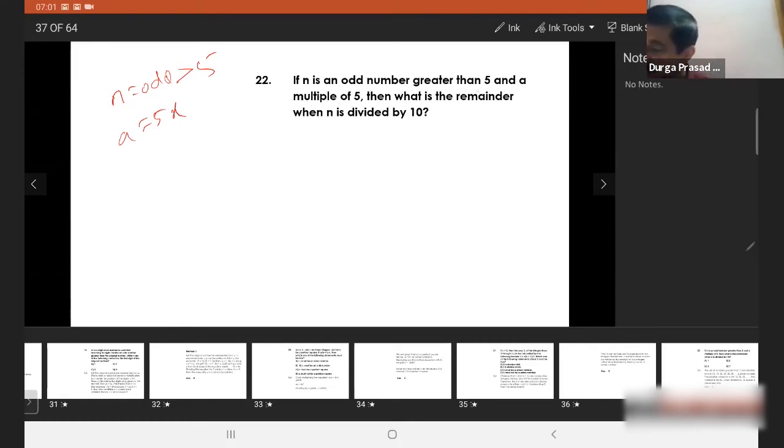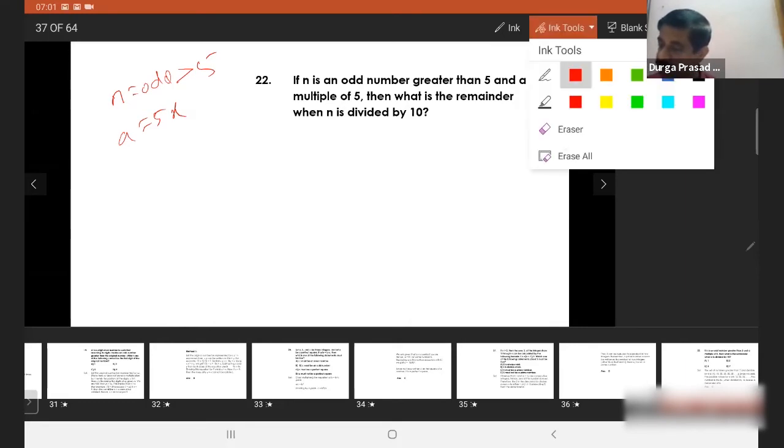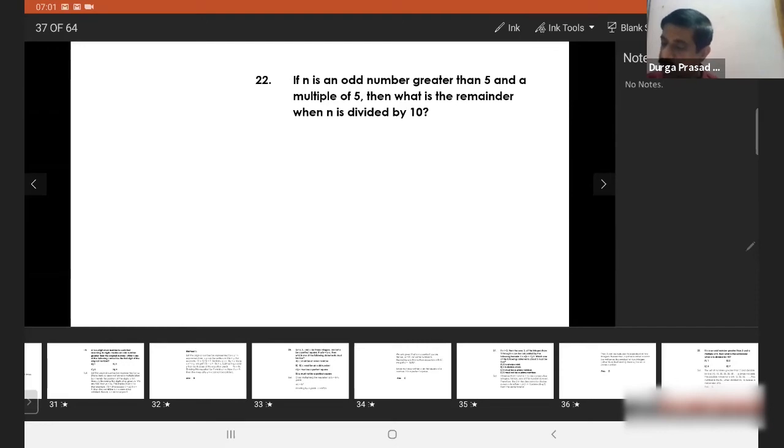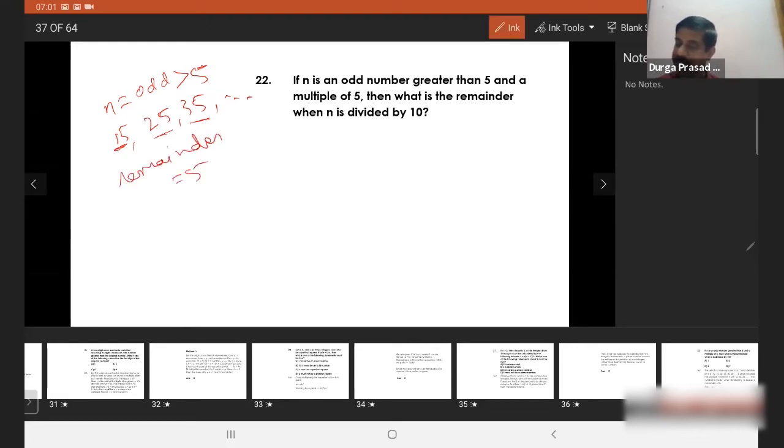Okay, sorry. Greater than 5 and a multiple, so this should be removed. So now n is an odd number greater than 5 and a multiple of 5, he says, means 15, 25, 35, and so on. Then what is the remainder when n is divided by 10? Whether you divide this by 10 or this by 10 or this by 10, any number, remainder is 5, right, children? So let us look at the options. So option C, please note it fast, quick.